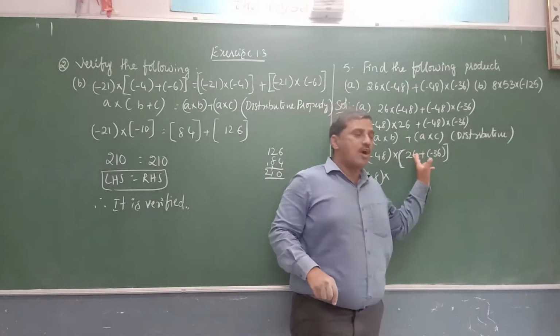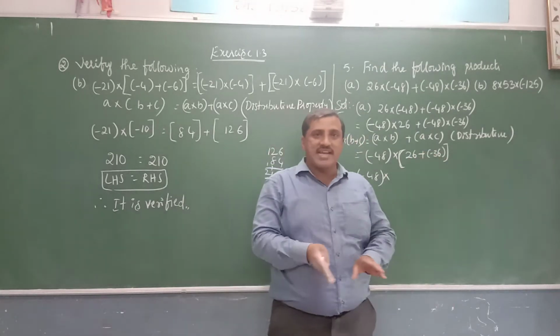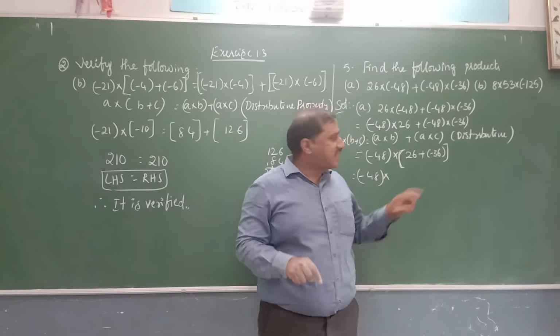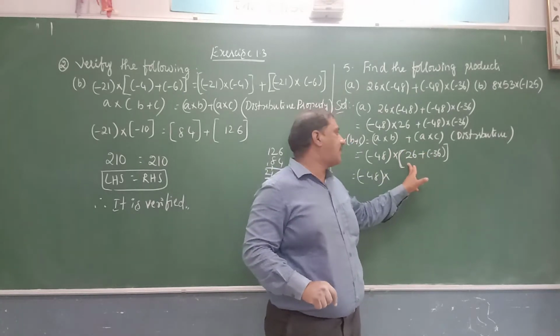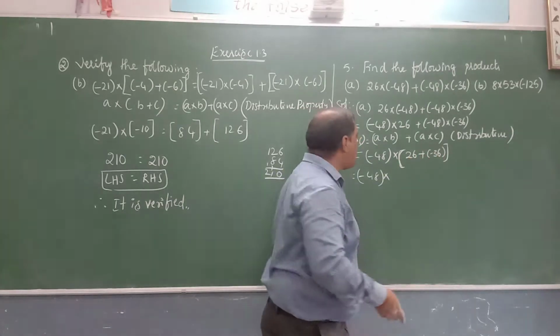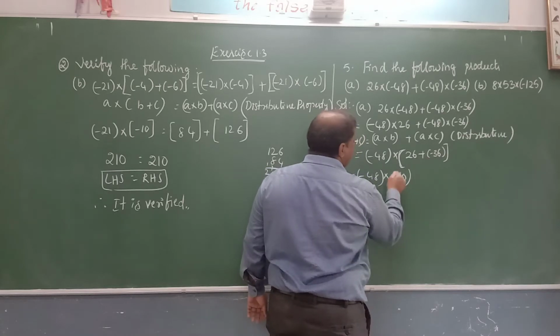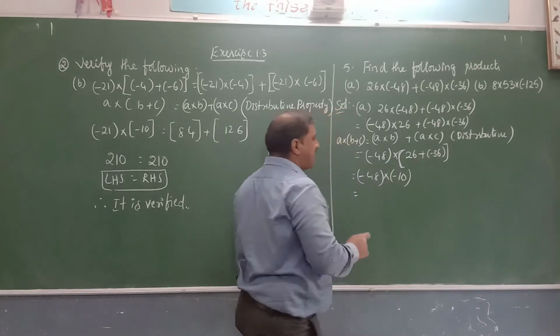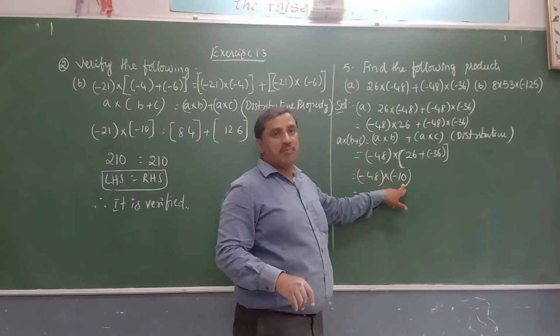How to add one positive integer and one negative integer? Two different signs are there under addition. Subtract the smaller number from the greater number and take the greater number's sign. 36 is greater, 26 is smaller. 36 minus 26 is 10, and 36 has the minus sign, therefore it is minus 10. Now we are multiplying minus 48 into minus 10.